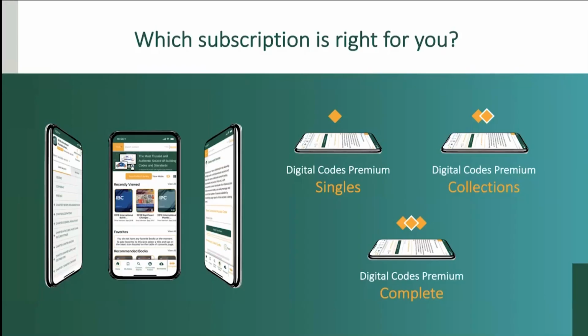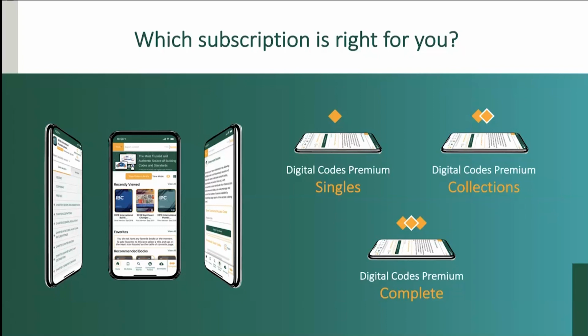So when we say Digital Codes Premium, that is not a level of license or content. Digital Codes Premium just means that you are on the platform with the license that unlocks all those features that we showed on those previous slides. When you have a DCP license, you can choose from a single, as you see there, which, for example, would be the International Building Code, or you could get a collection. In the same example would be the I-code collection, the 15 I-codes.